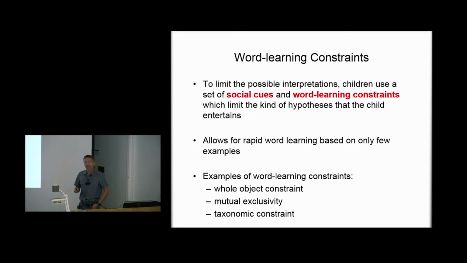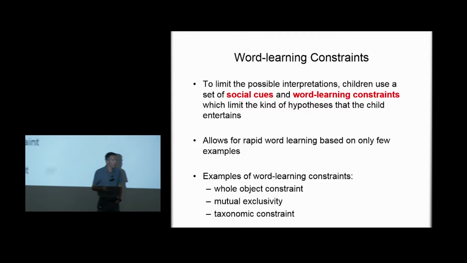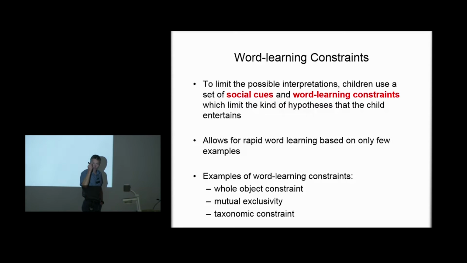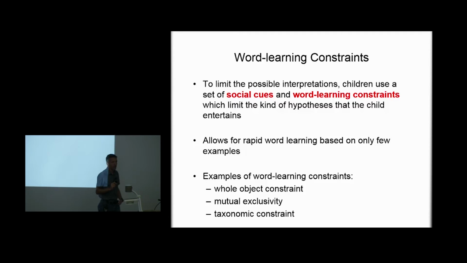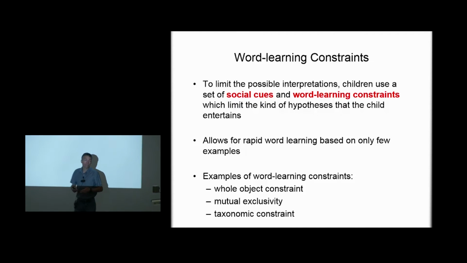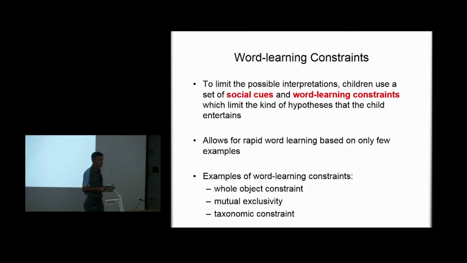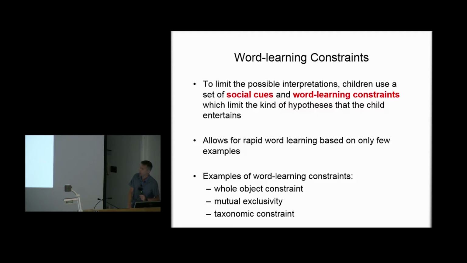Researchers believe that children use a number of cues and constraints to limit the possibilities. One is eye gaze and the use of social cues. If a parent is looking at an object and mentions a word that they don't know, the child will assume that it's the object that the parent is looking at. So social cues are very important. The other assumption is that kids have some built-in biases to learn certain words in certain contexts. They're word learning constraints. We'll talk about 3 constraints: whole object constraint, mutual exclusivity, and the taxonomic constraint.